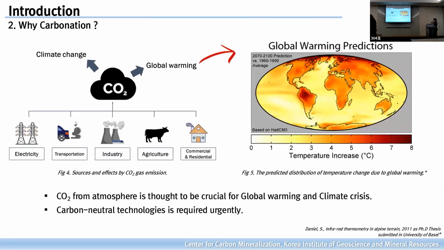And carbon dioxide from the atmosphere is thought to be crucial for global warming and the climate crisis. So let's see figure number 5. This is the predicted distribution of the temperature change due to global warming. The average temperature change is around 3. It means there is an urgent requirement for transition toward a carbon neutral society for a better future.